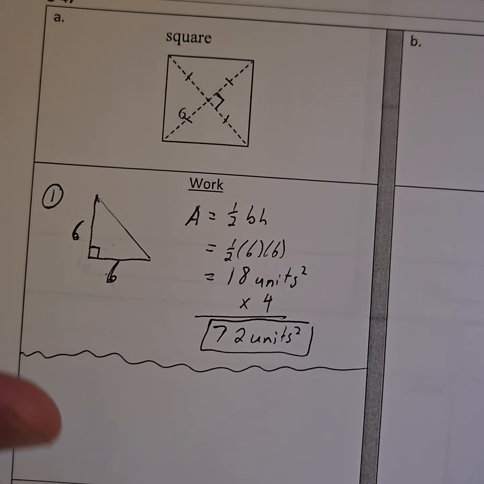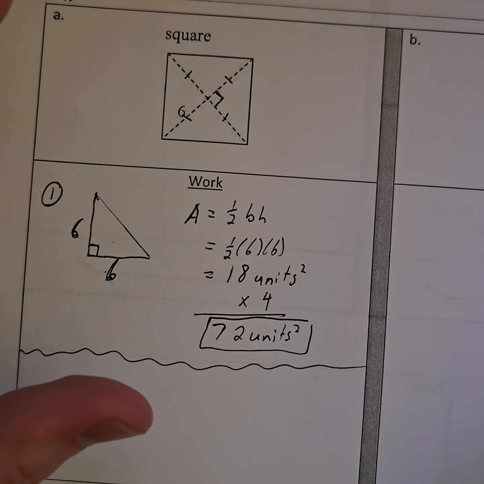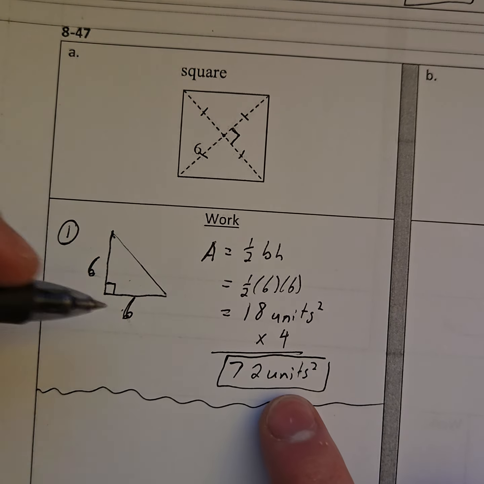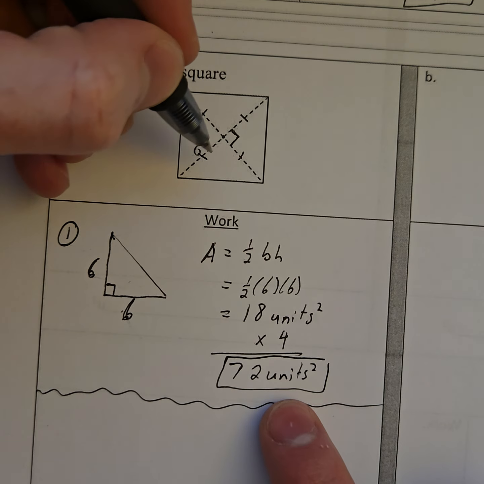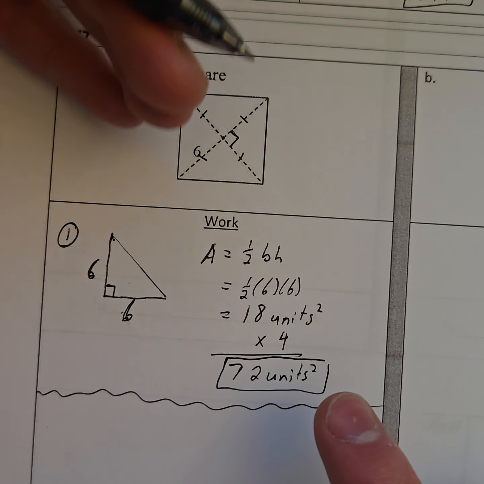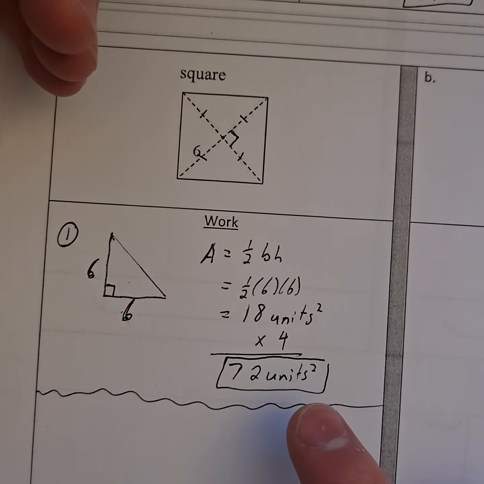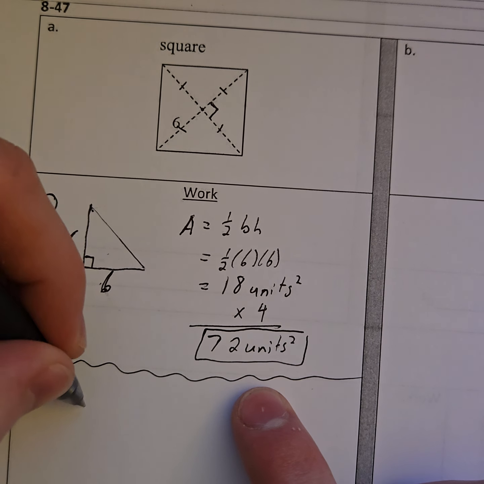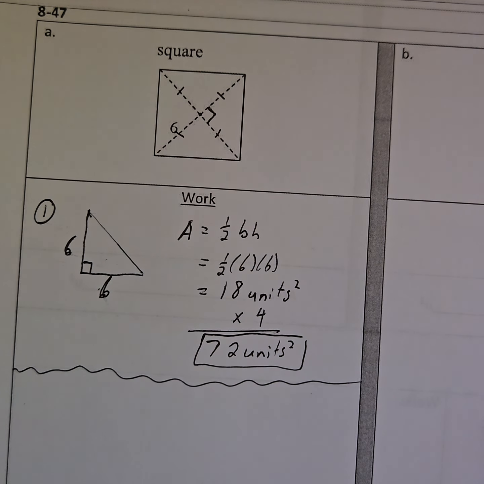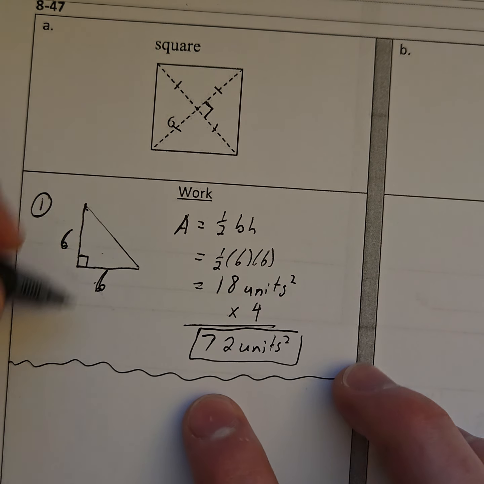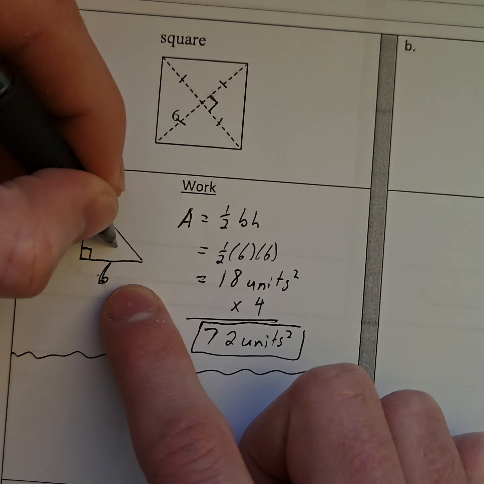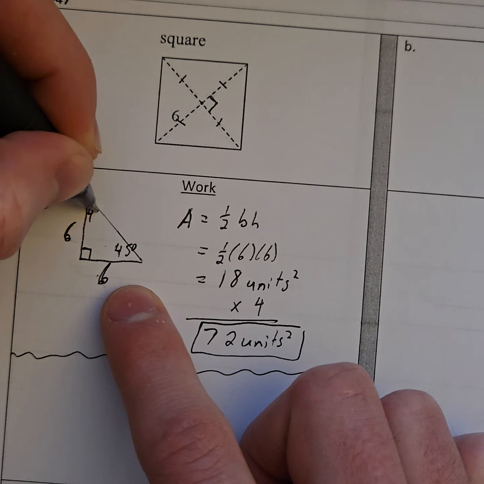The other method is a little bit trickier, but we'll go over it anyways. If you look at these triangles, since they're isosceles right triangles, that's another name for one of our special right triangles, the 45, 45, 90. So if we look at the 45, 45, 90, let's just draw a picture of this again. Or I'll just use this one. These angles have to be 45 degrees here and here.